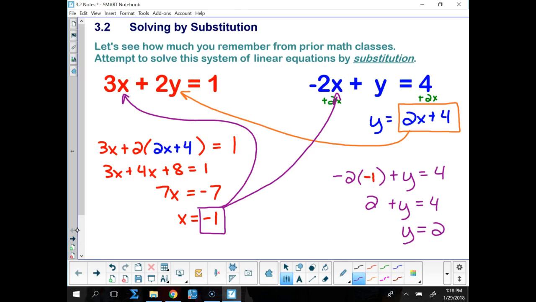So if I plug in -1 for x, I get -3. If I plug 2 in for y, I get 4. -3 plus 4 is +1. +1 is equal to +1 and checks out in the red. -1 times -2 is +2. 2 plus 2 is 4. 4 is equal to 4. I did it right.